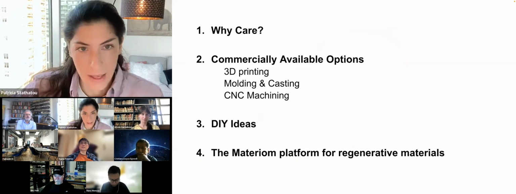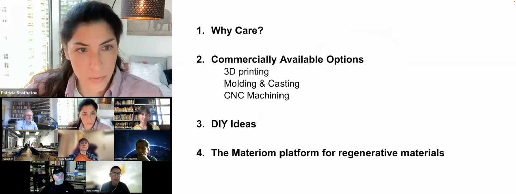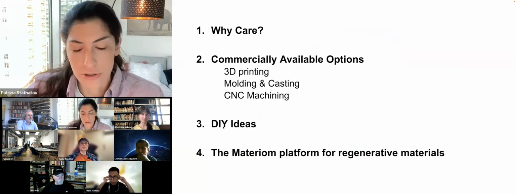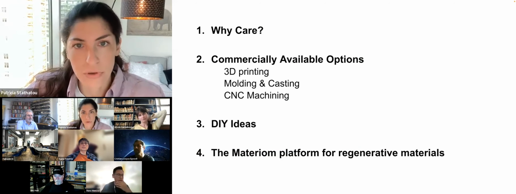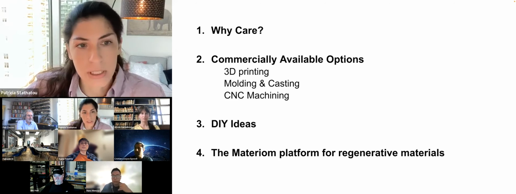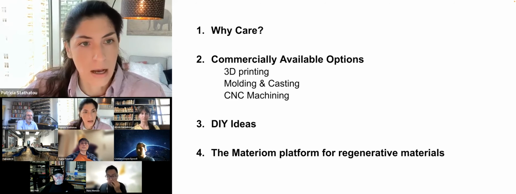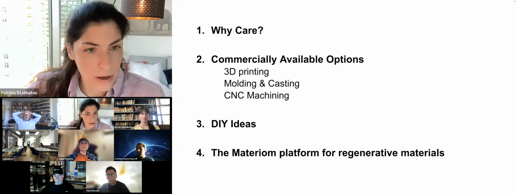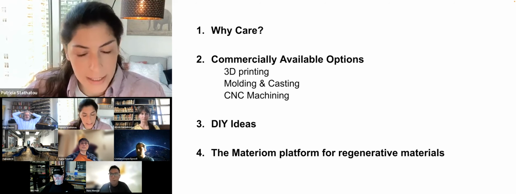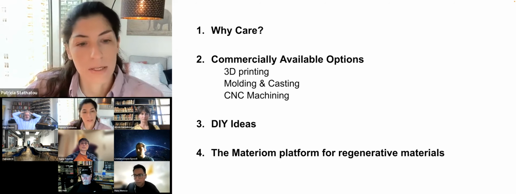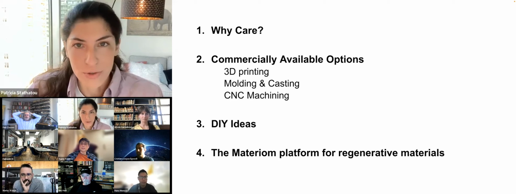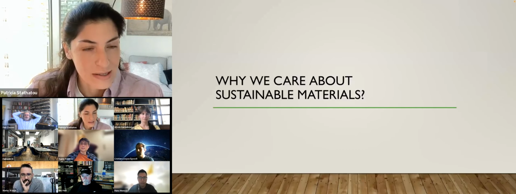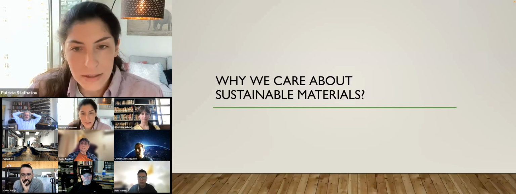So the structure of today's recitations that we developed with Alicia is, first of all, a small introduction on why do we care about sustainable materials, some commercially available options and suggestions for you, for your projects, for your labs on 3D printing, molding and casting, and CNC machining, with materials that you can find available in the market, some DIY ideas, and then Alicia will proceed with describing her platform, Materiom, for regenerative materials that actually brings DIY and sustainable materials to a different level. So starting with why do we care about sustainable materials?